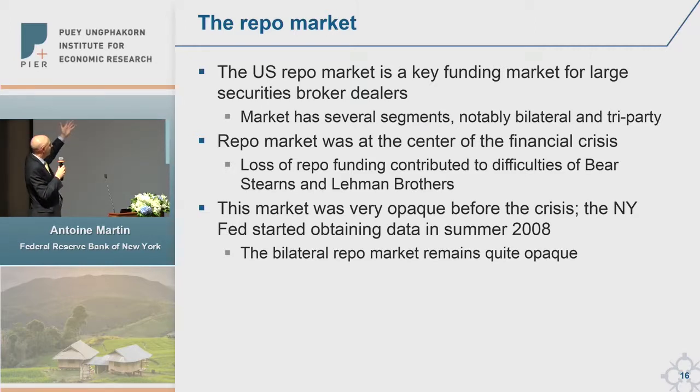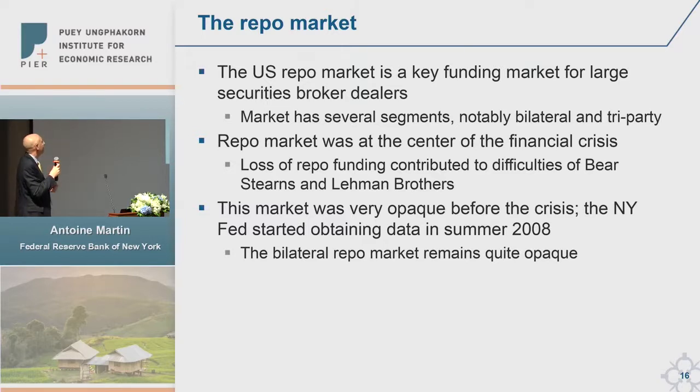So this market is a key market for the funding of large investment banks in the US. Institutions like Goldman Sachs or Morgan Stanley fund their activities in that market. And there are two ways this market operates. One is by having bilateral transactions, where the two parties settle the transaction on their own. The other is that they use a third party to help them with collateral management and settlement.